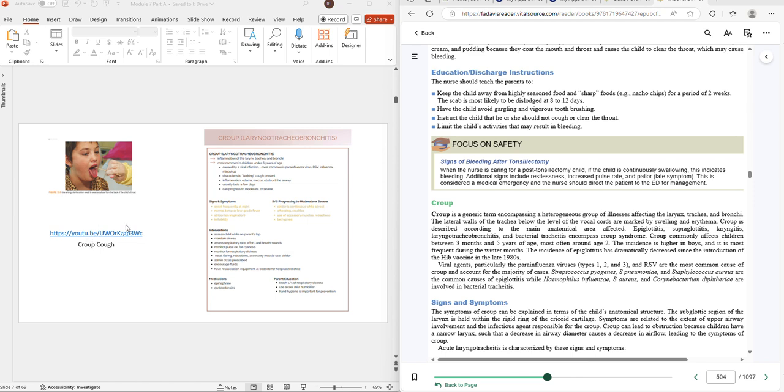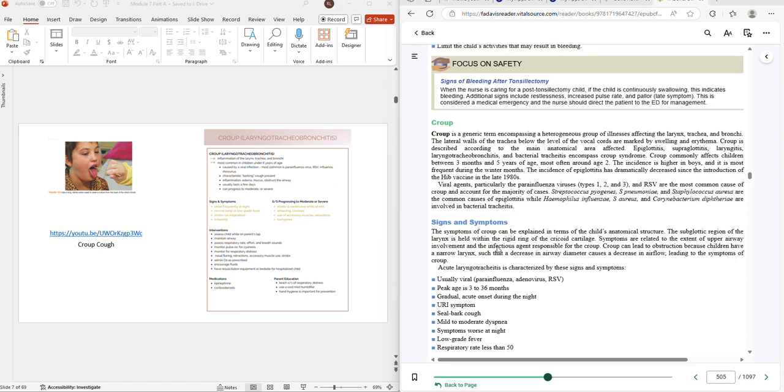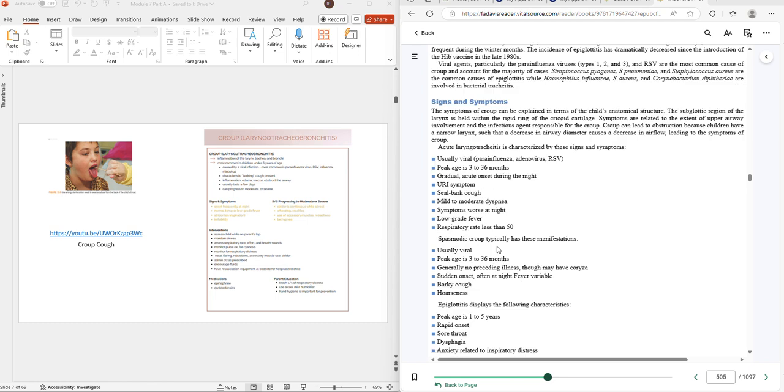We'll listen to this creepy cough in class. But croup, generic term for the illnesses of the larynx, trachea, and bronchi. Okay? Kind of sounds like a seal, barky cough. Okay? Has some signs and symptoms, but wink and lollipop, you need to know the signs and symptoms of croup, okay? A barky cough, hoarseness, sudden onset of fever at night, okay?